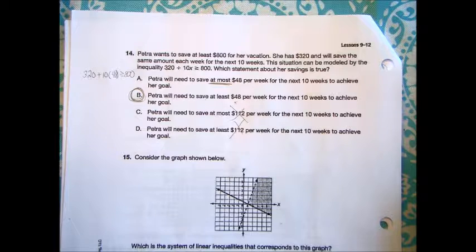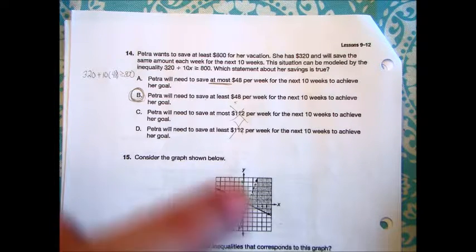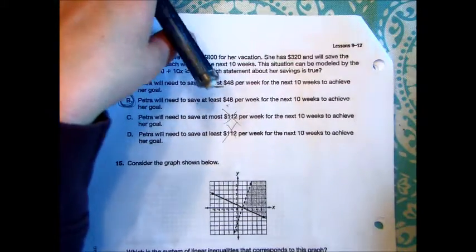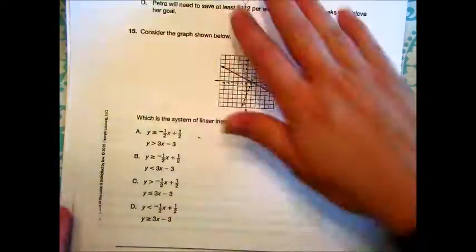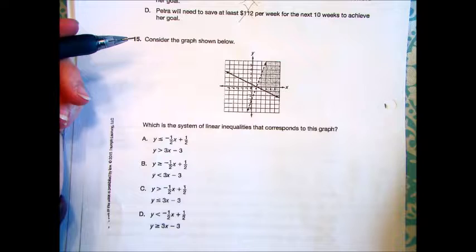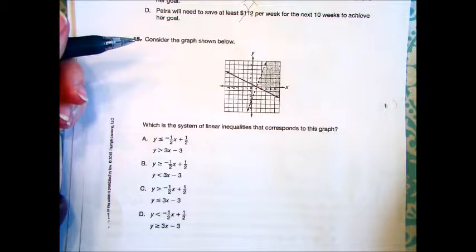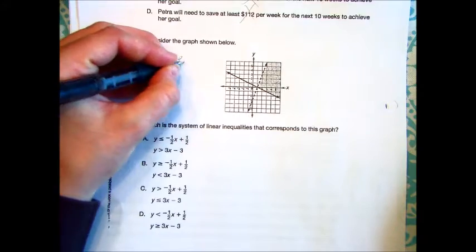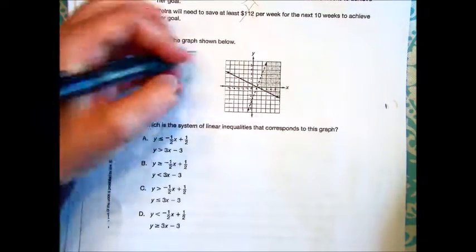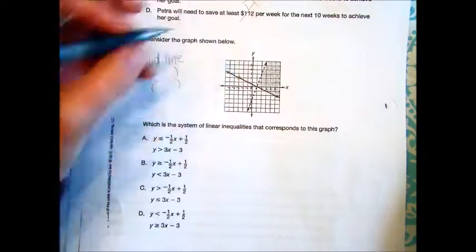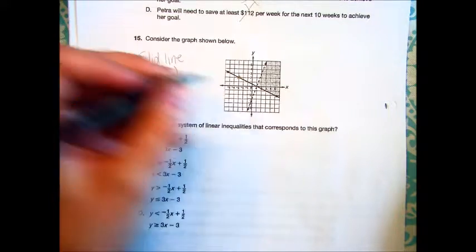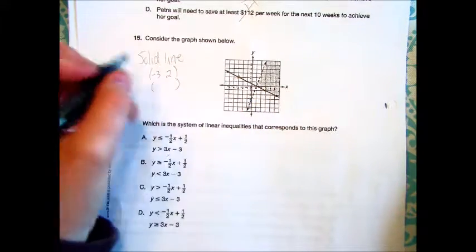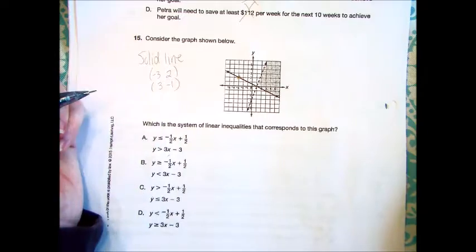Okay? Number 15. Consider this graph below. Which is the system of inequalities that corresponds to this graph? Well, we could use our calculator. For the solid line, we get 2 points. I see negative 3, 2, and 3, negative 1, and we can get an equation.